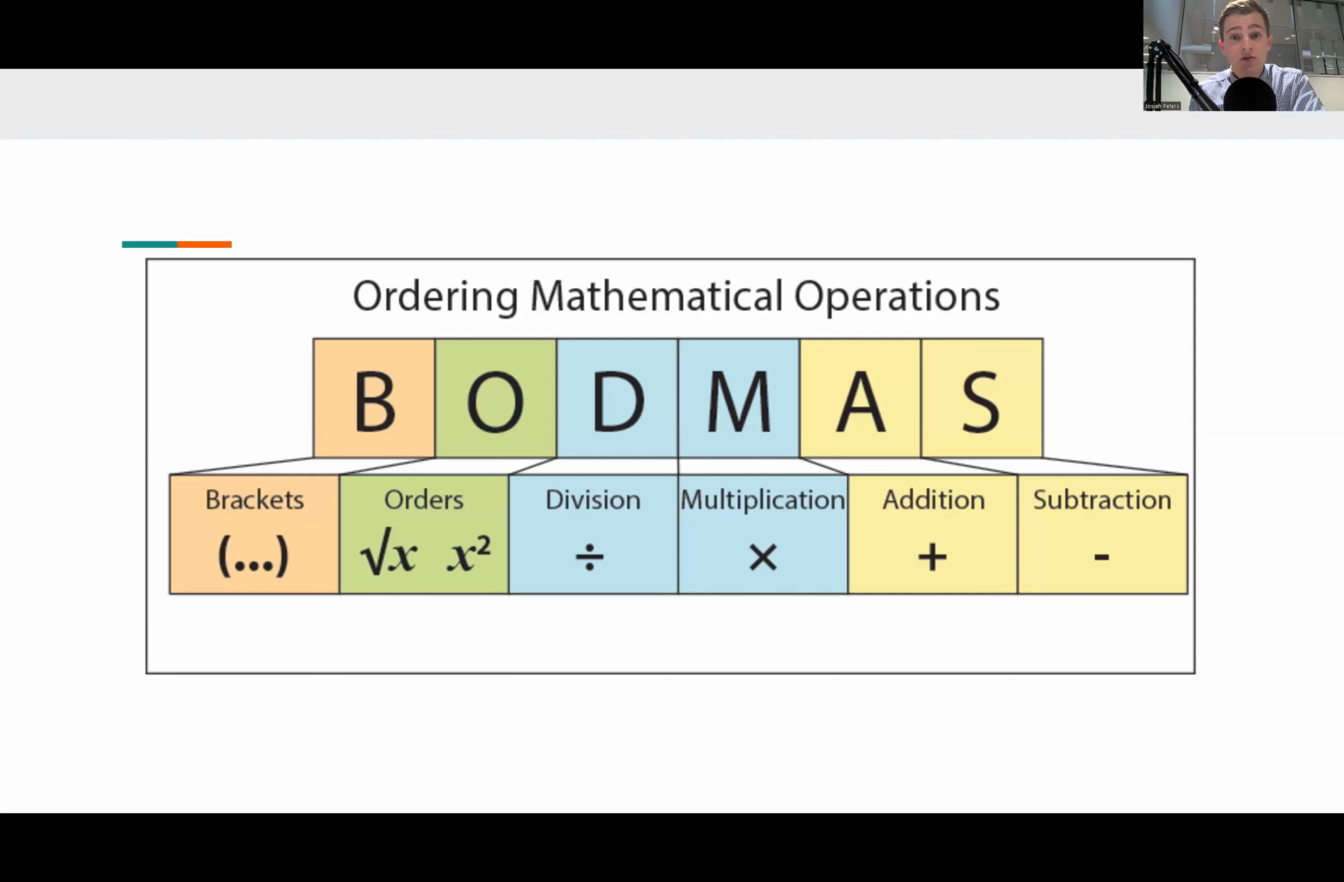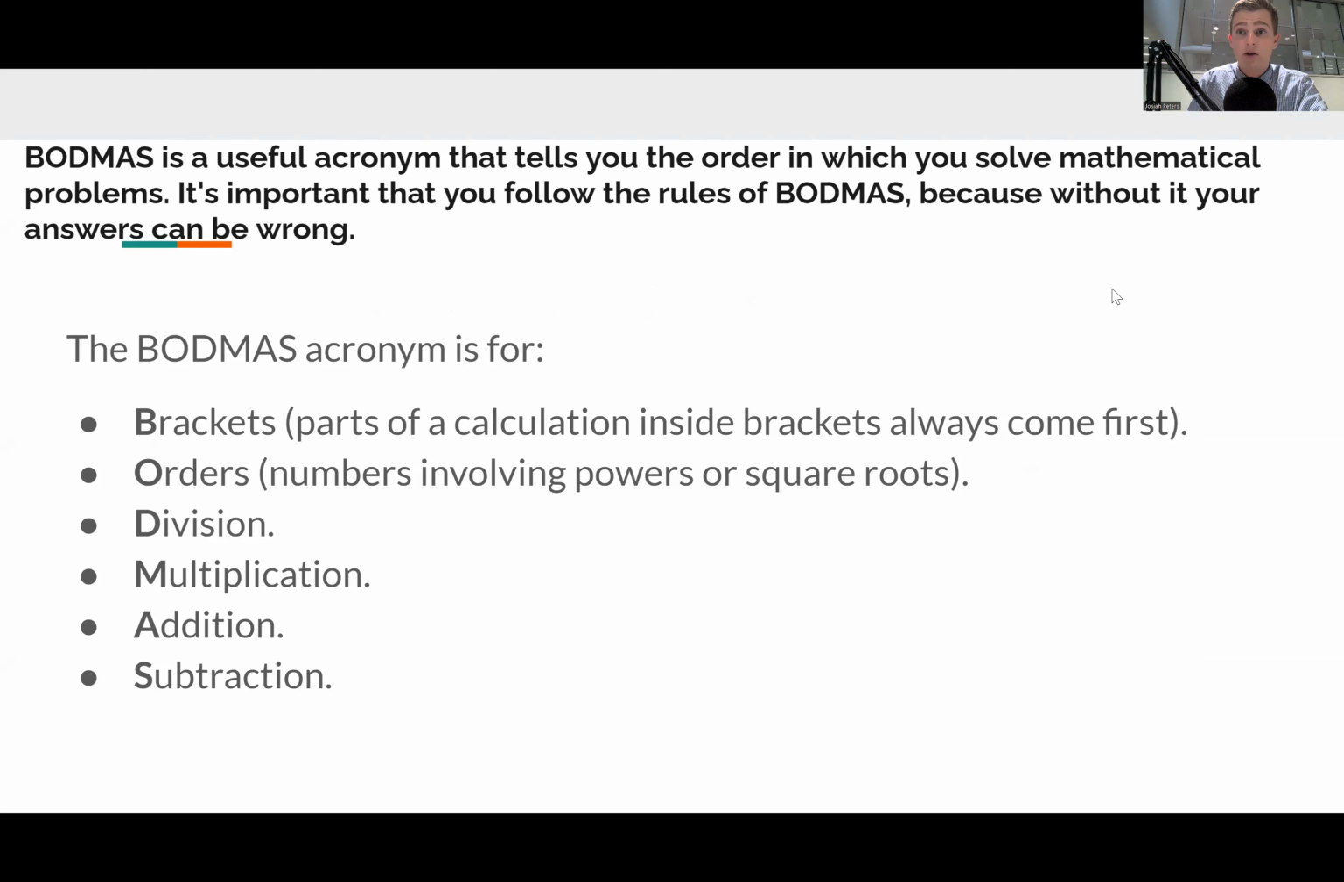Division and multiplication, you'll notice on my chart here, they're both blue. That's because they're both interchangeable. You can do either one at the third step. And likewise, for addition and subtraction, you can do both of those at the third step. That's why they're both yellow. So BODMAS.